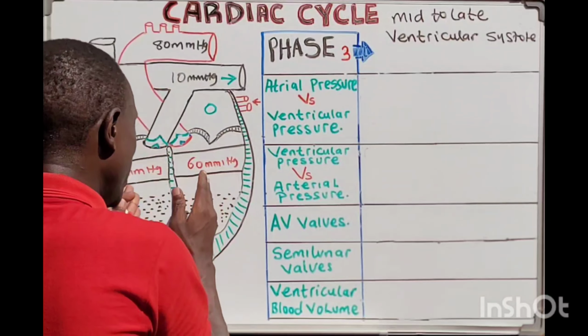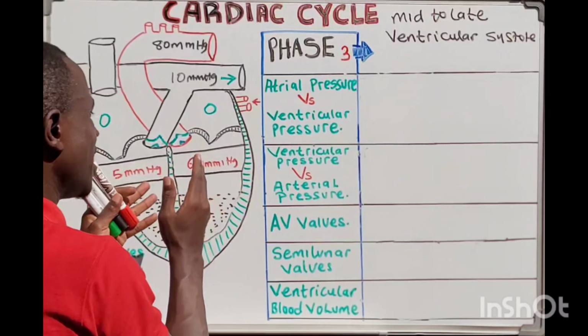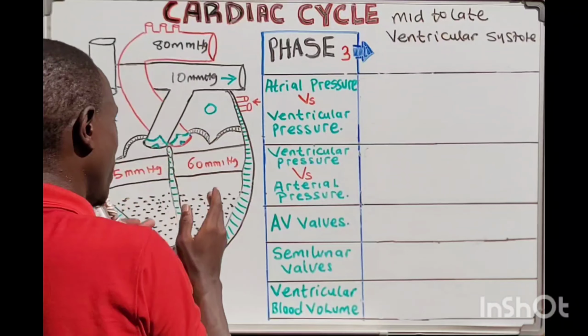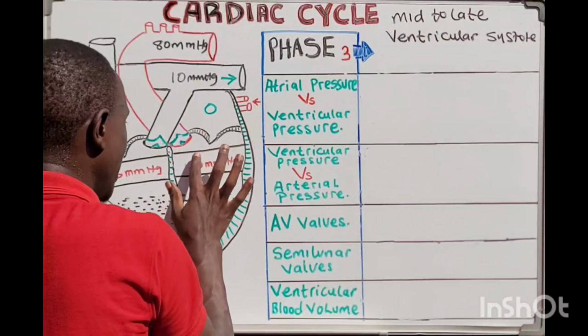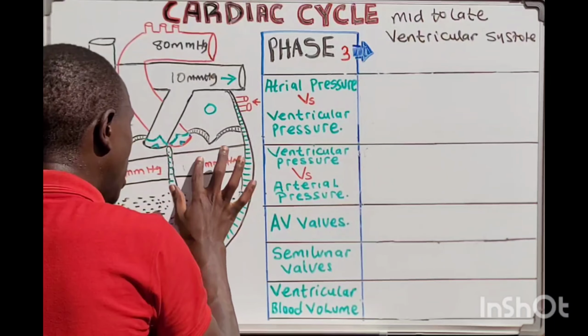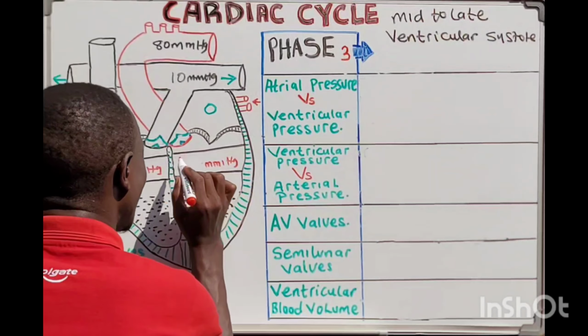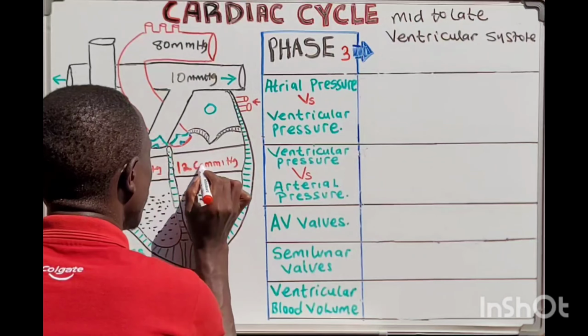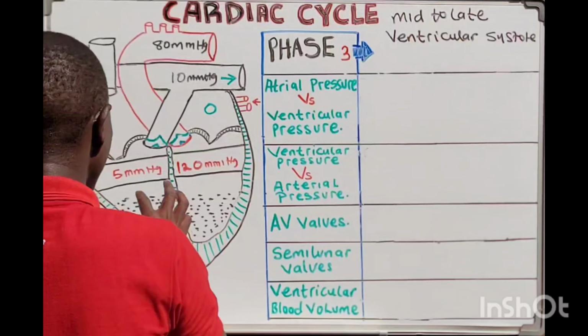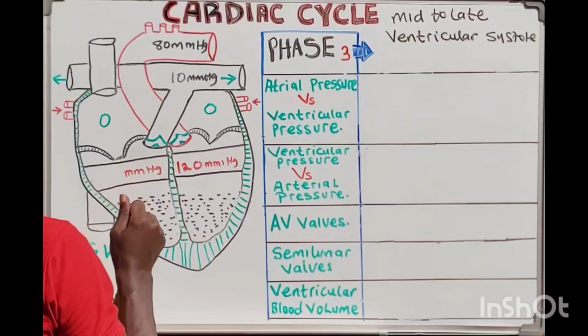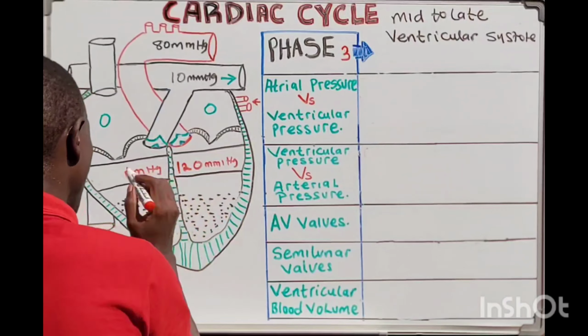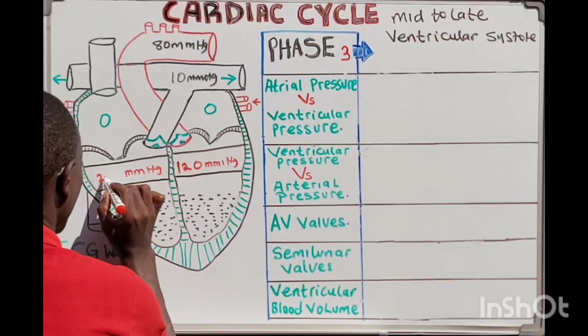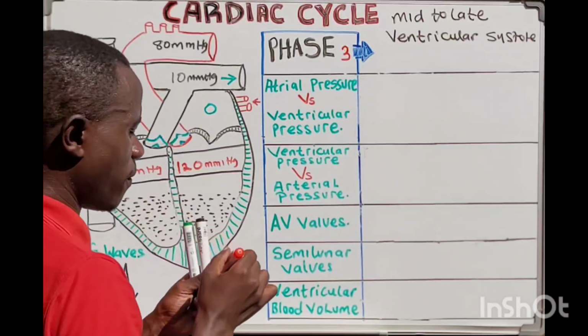Meaning that during this phase, we are going to be having the highest systolic peak that the ventricle can generate. And on average, the left ventricle can generate approximately 120 millimeters of mercury. And then for the case of the right side of the heart, which is a low pressure system, it can generate approximately around 25 millimeters of mercury.